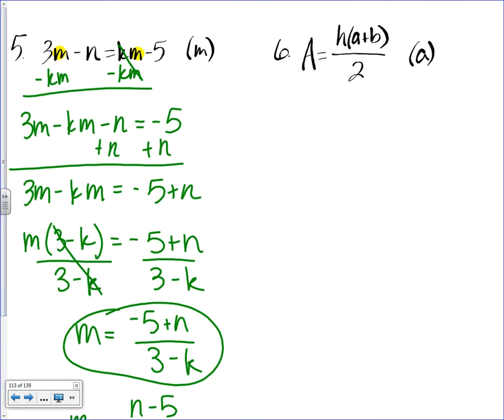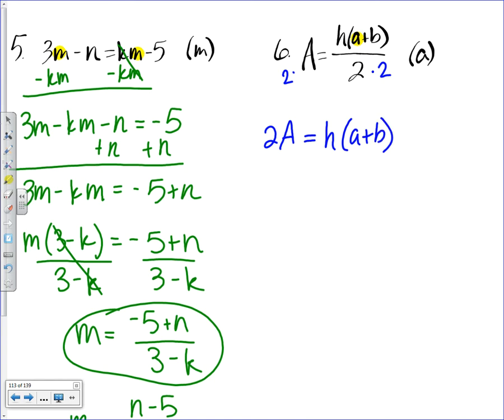Number 6, this time I want to isolate for that little a up top. So I have quite a bit of work to do here. First thing I'm going to do is get rid of that 2. So I have 2a is equal to h times a plus b. Now remember, please don't distribute by that h. I want to get rid of the h, so I'm going to divide by it. It's being multiplied.